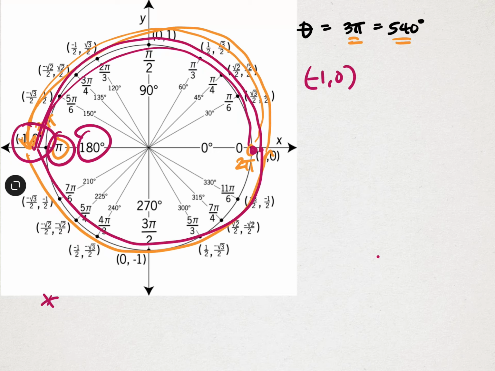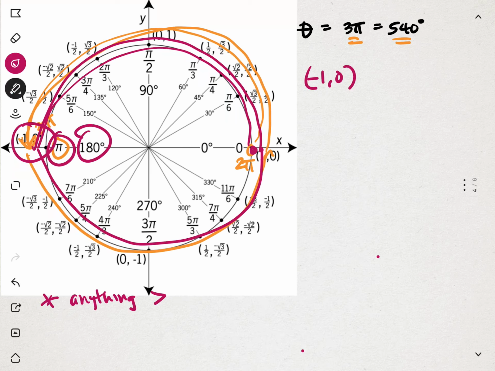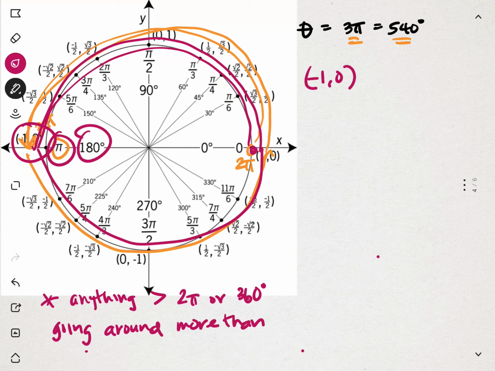Just remember, anything larger than 2 pi or 360 just means we're going around more than once. Okay, so we're going to find our 6 trig functions from that point, which is -1, 0. It's hidden over there, but we have it written over here.